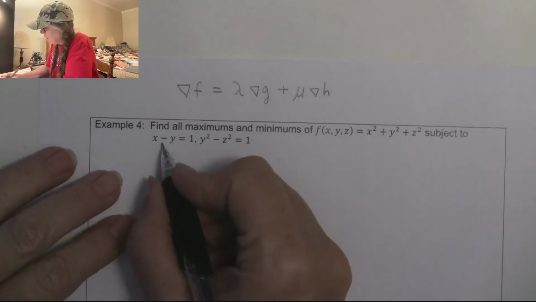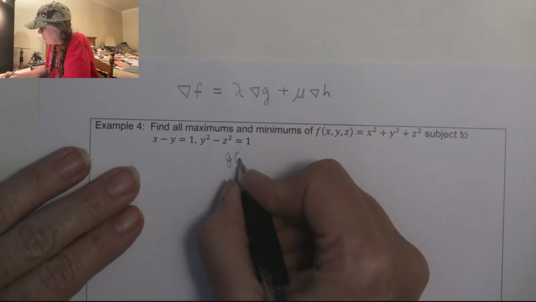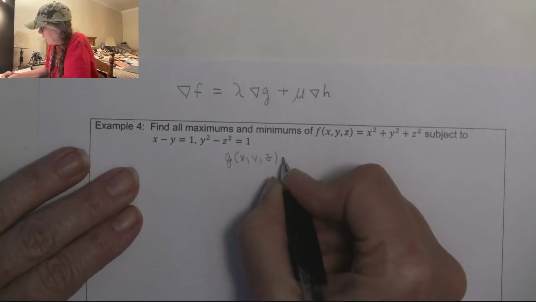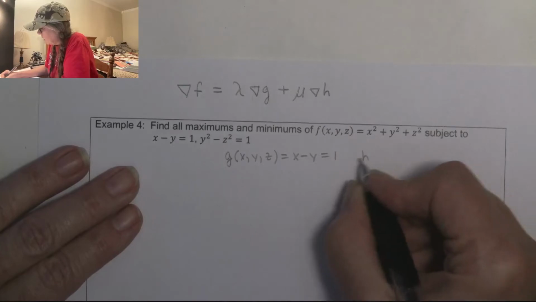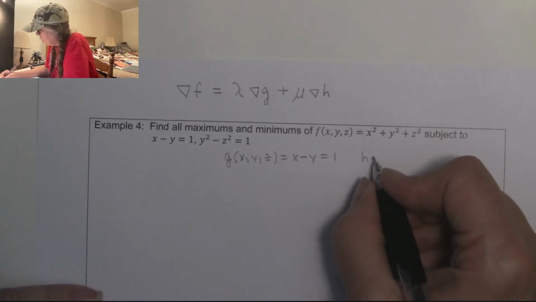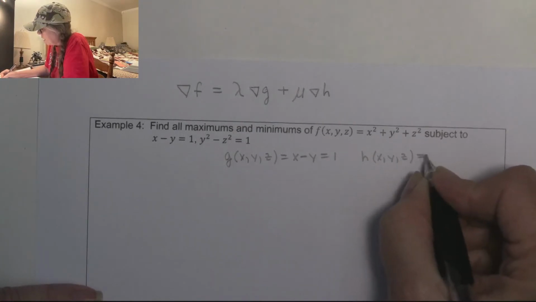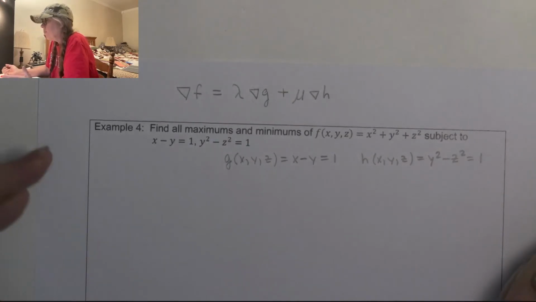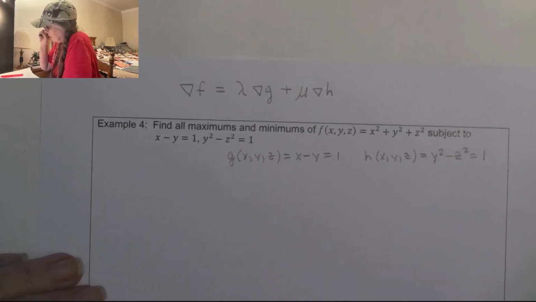Okay, so I'm going to let this one be my g, g of x, y, z, and this equals x minus y equals 1. And then h, I'm going to let that one be h, my constraints. I call one of them h, call one of them g. It doesn't matter which one is which at all. So this is y squared minus z squared equals 1. Being they equal 1, I don't know if that's going to make it easier or harder, but anyway, that's nice.